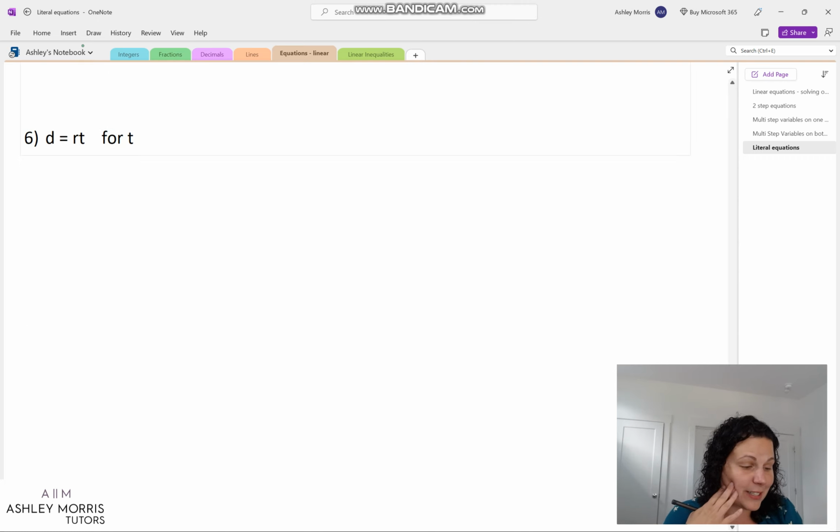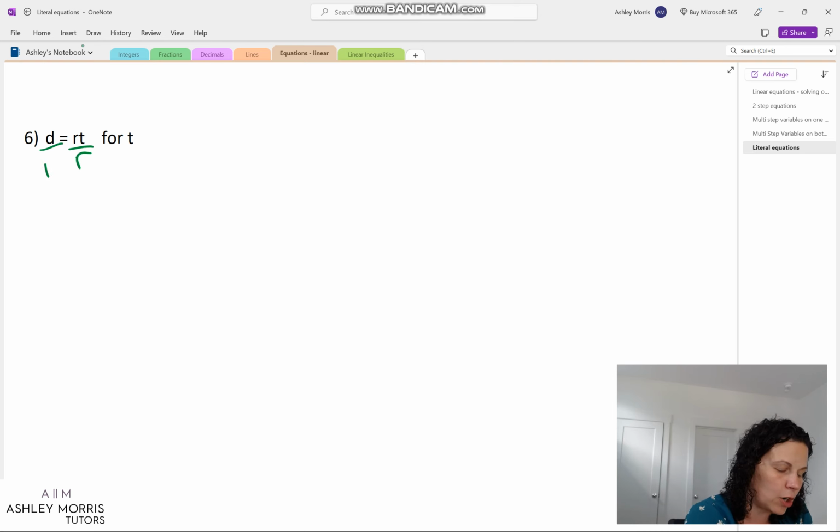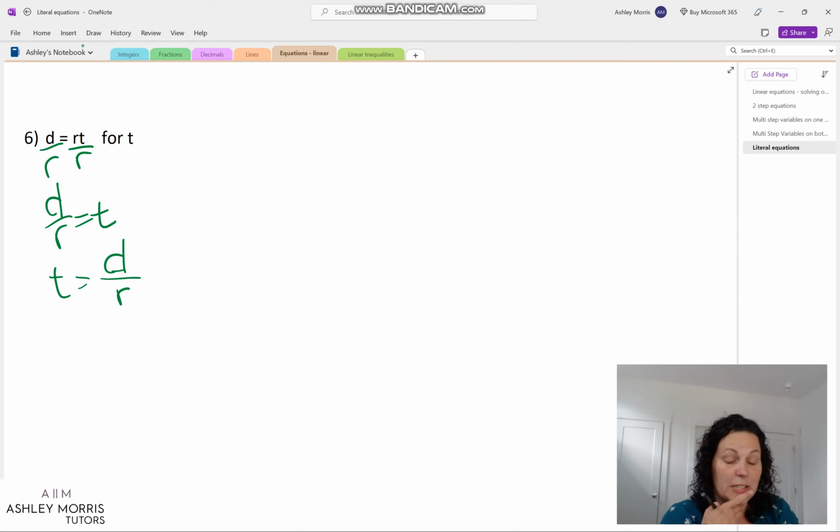D equals RT. This is actually distance equals rate times time. We're going to solve this for T. So R times T, to undo that, we're going to divide by R. So D over R equals T. You can leave it like that, but a lot of people like the variable you're solving for to come first. So T equals D over R.